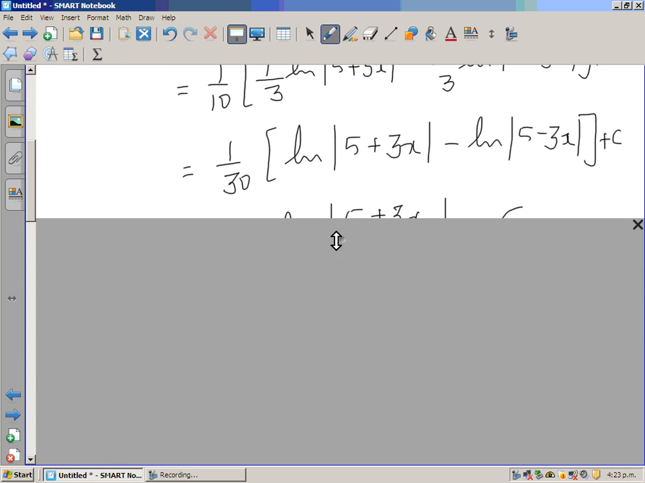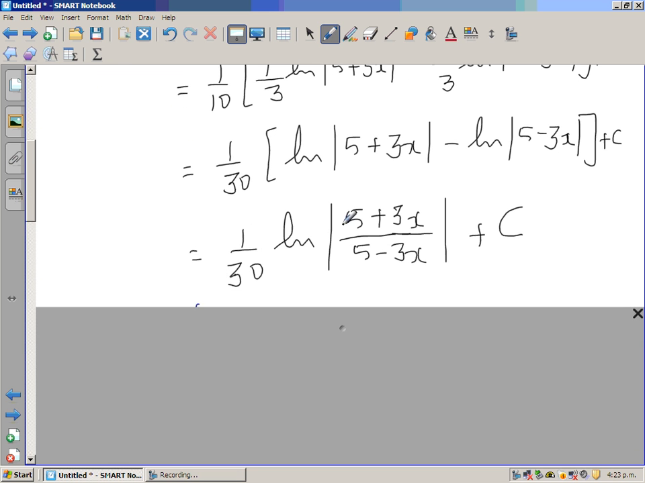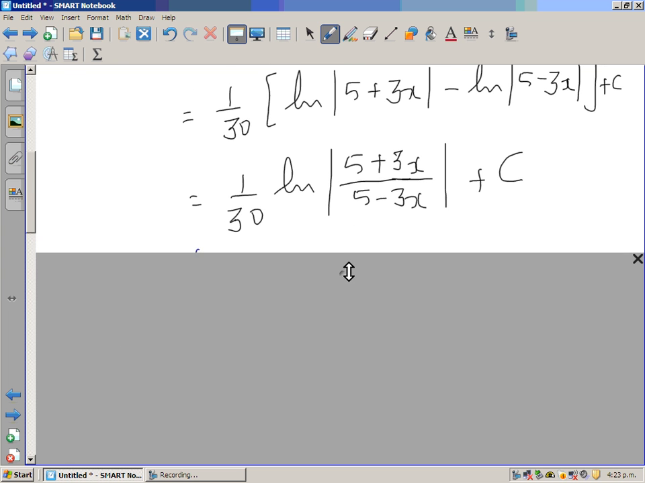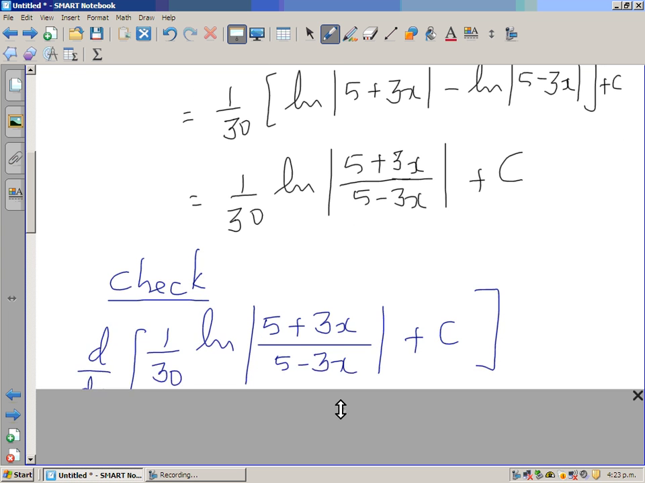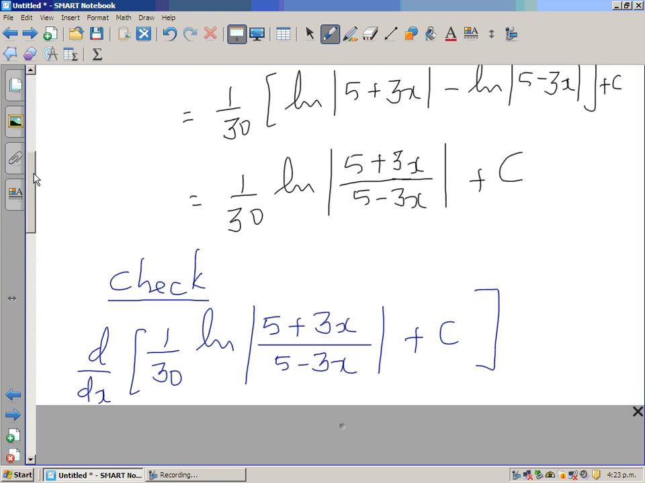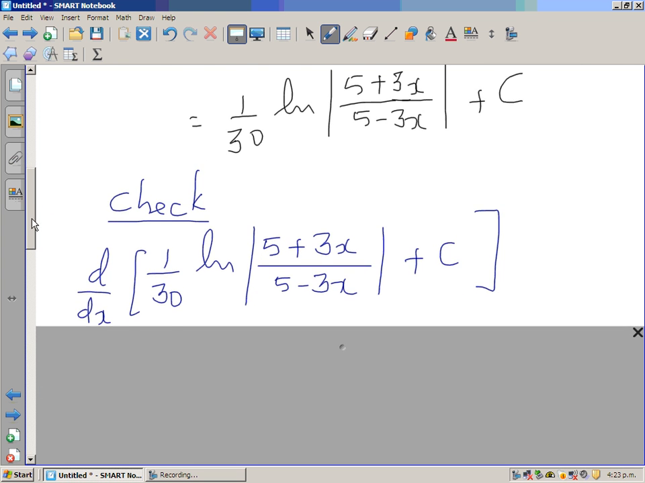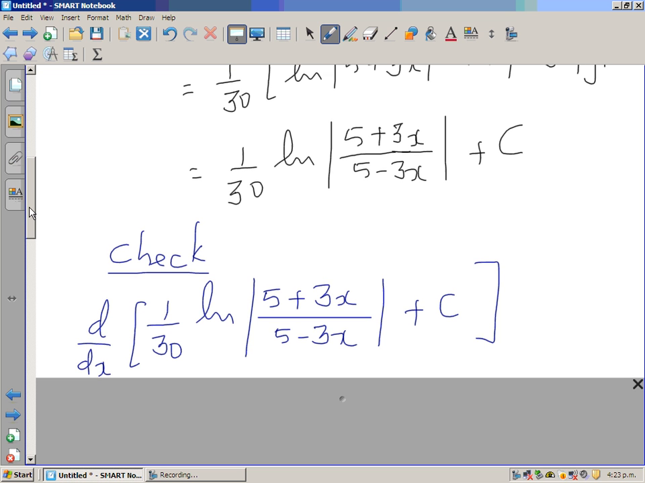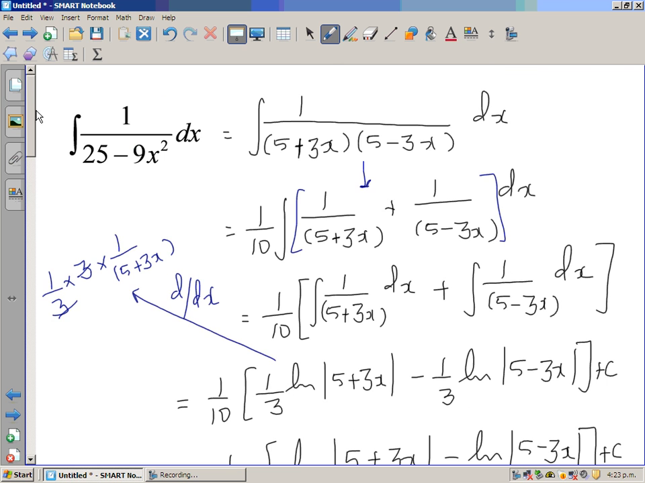And applying the log rule, it is 1/30 natural log of (5 plus 3x) over (5 minus 3x) plus c. Now I explained how you can check your answer. This is also a practice of differentiation. Let's check whether the answer makes sense. As integration is the opposite of differentiation, if you differentiate this, you should get back the function, the integrand 1 over 25 minus x squared.